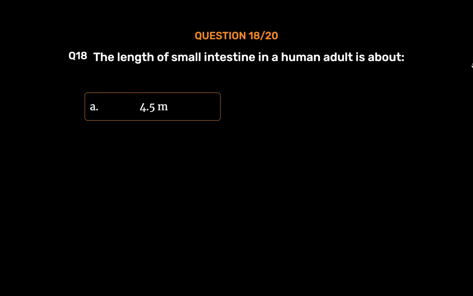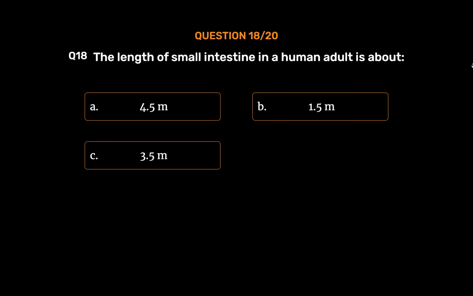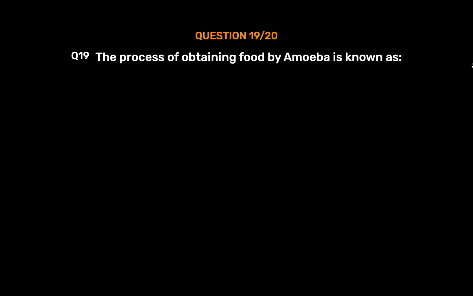Question number 18. The length of small intestine in a human adult is about option A. 4.5 meters. Option B. 1.5 meters. Option C. 3.5 meters. Option D. 6.5 meters. The correct answer is option D. 6.5 meters.